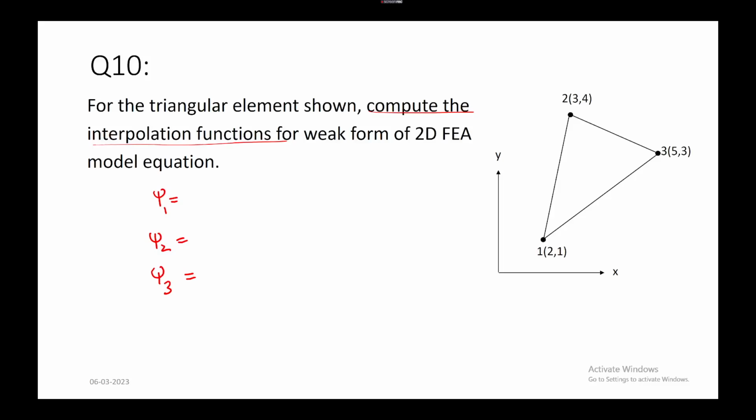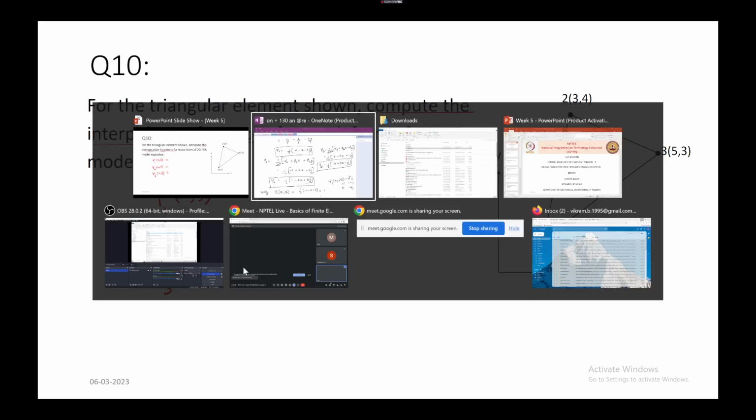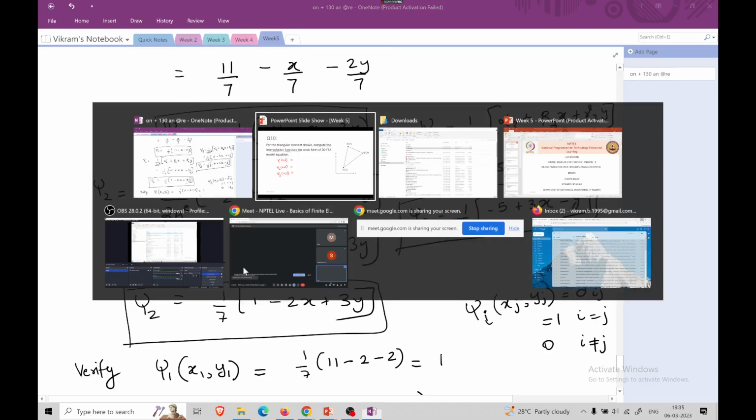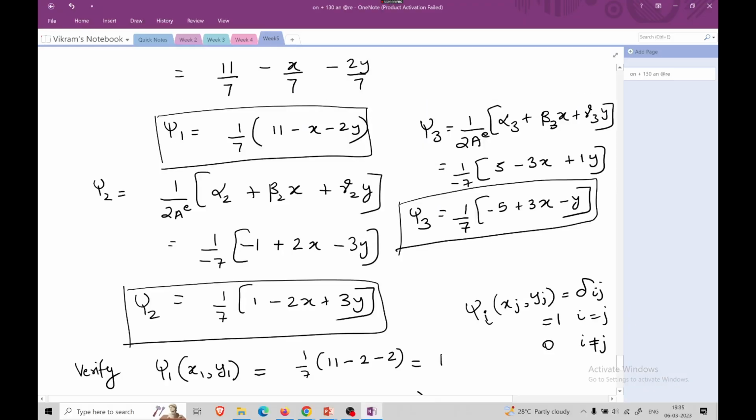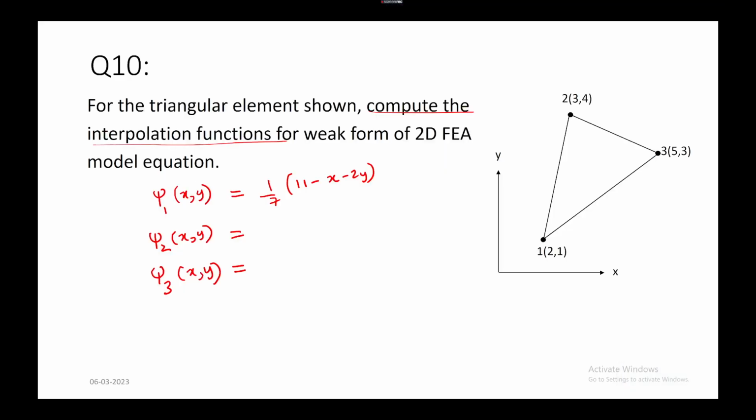Okay, sir. So if I slightly erase these things, my interpolation functions are all functions of x comma y, correct? So psi 1 of x comma y, psi 2 of x comma y, psi 3 of x comma y. These are what we are asked to find, and we got the expressions 1 by 7, 11 minus x minus 2y, and psi 2 was 1 minus 2x plus 3y.